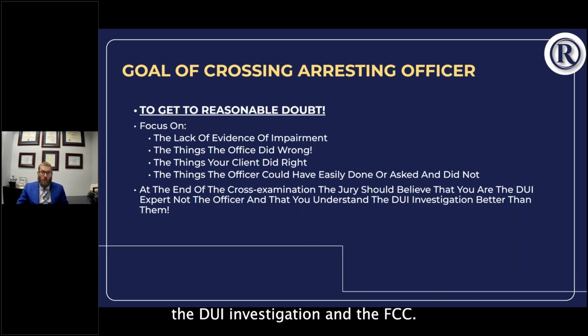So as we discussed, the goal of crossing an arresting officer is the same goal as any other cross-examination, the same goal as the entire trial: to get to reasonable doubt. What are we focusing on, though, for the arresting officer? Lack of evidence of impairment, the things the officer did wrong, and the things that your client did right. The things the officer could have easily done or asked and did not. So again, that goes to things the officer did wrong, that the officer did an improper, inadequate, and incomplete investigation. Those are things you want to highlight, as well as the things your client did right.